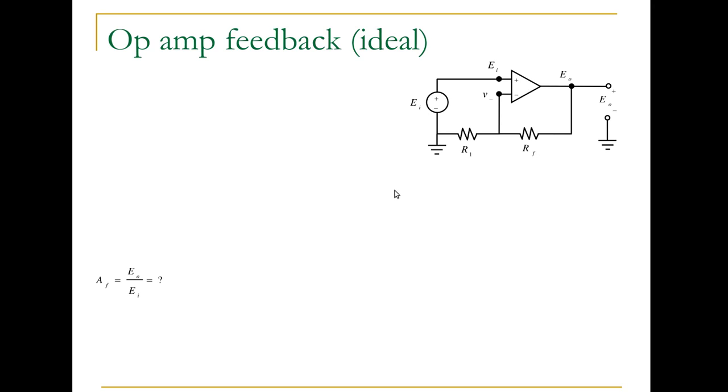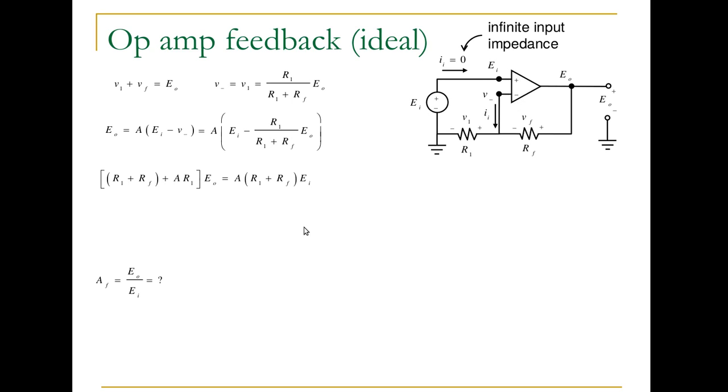So what we want to do is find the gain for this system once we add feedback. This analysis is based on two assumptions for the op amp. First of all, there is no current going into the terminals because we have an infinite impedance. And the other assumption is that the voltage at this terminal is equal to the voltage at this terminal.